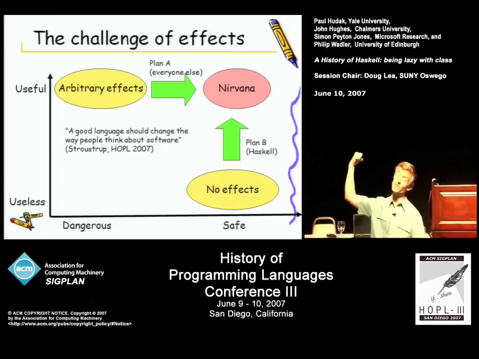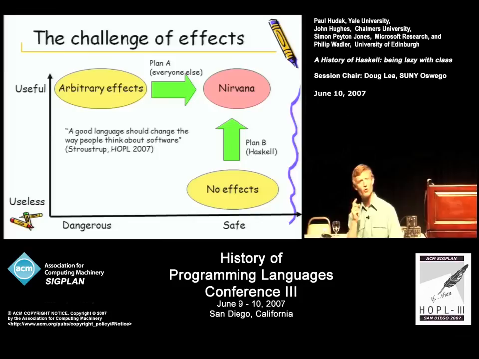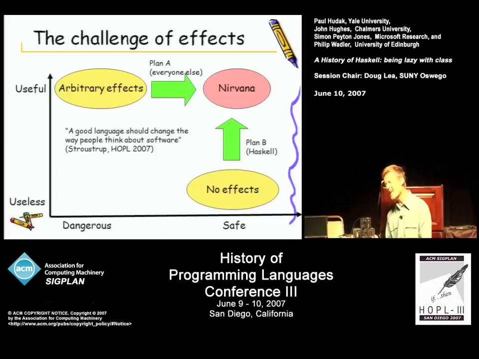And so I think this plays to what Bjarne said yesterday, that a good language should change the way in which people think about software. I think Haskell and languages like it, purely functional programming languages, do start to change the way in which we think about writing software, because they make us think in a different way about effects. So there's quite a lot of dynamic going on here. These movements are both taking place.